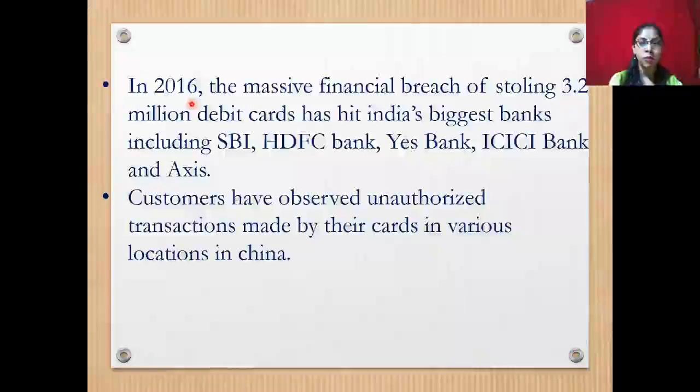Next, in 2016, a massive financial breach, stealing 3.2 million credit and debit cards, hit India's biggest banks, including SBI, HDFC Bank, Yes Bank, ICICI Bank, and Axis Bank. So 3.2 million debit cards' information was used by unauthorized persons. The customers observed unauthorized transactions made with their cards in various locations in China.